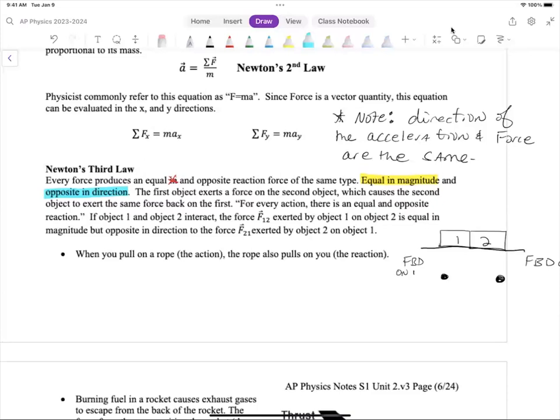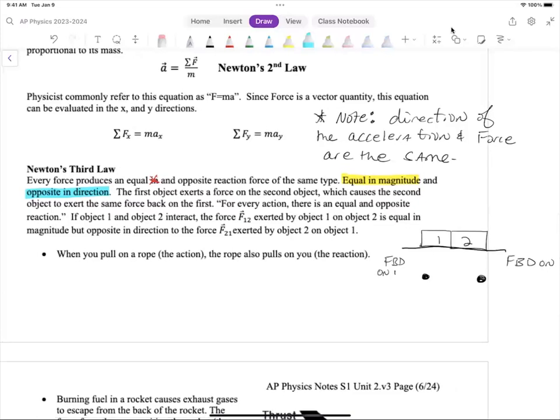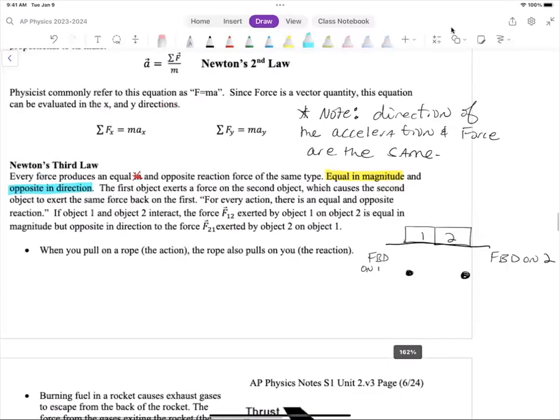Okay. Now over here to the right, I have two objects, objects 1 and 2. So I'm going to read the next sentence, and I want you to think about these two objects that are sitting on the table. They're touching one another. One is, let's say, putting a force on number 2. So if object 1 and object 2 interact, the force exerted by object 1 on object 2 will be equal in magnitude, but opposite in direction to the force exerted by object 2 on object 1.